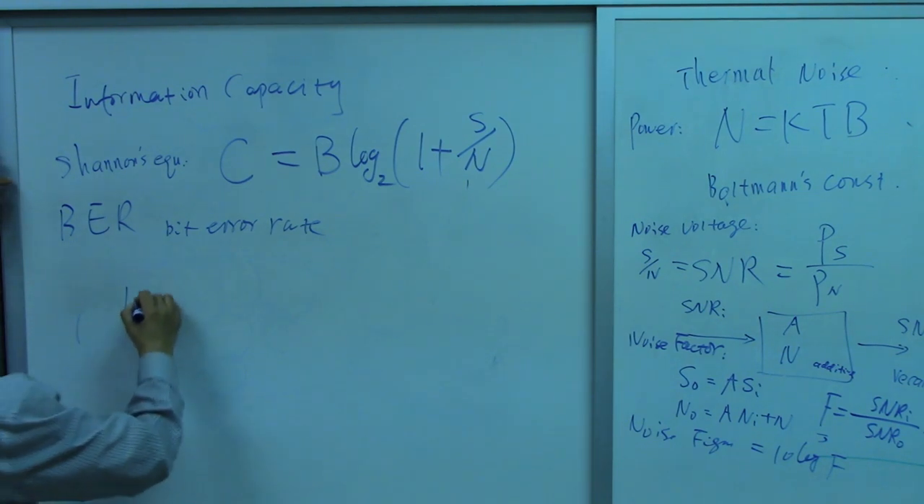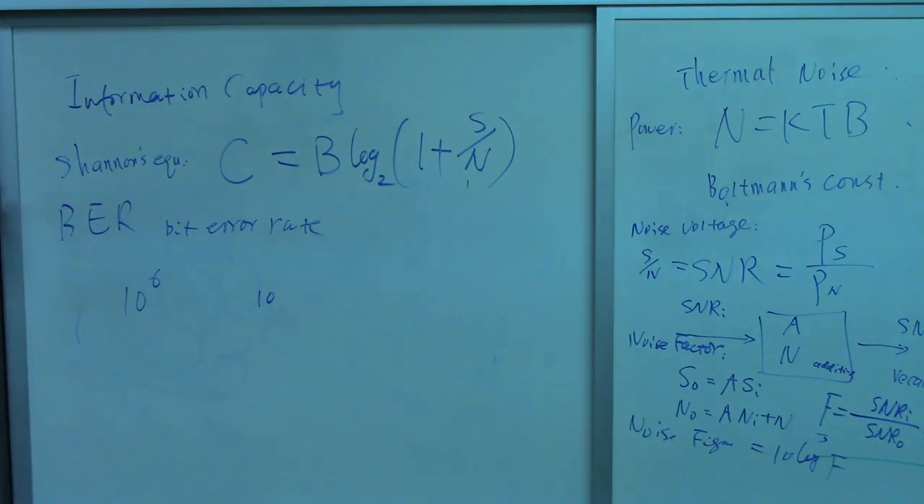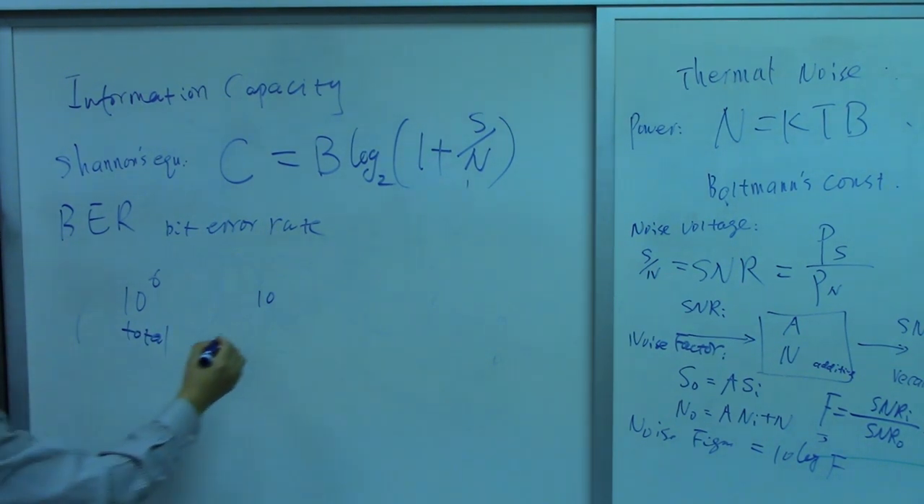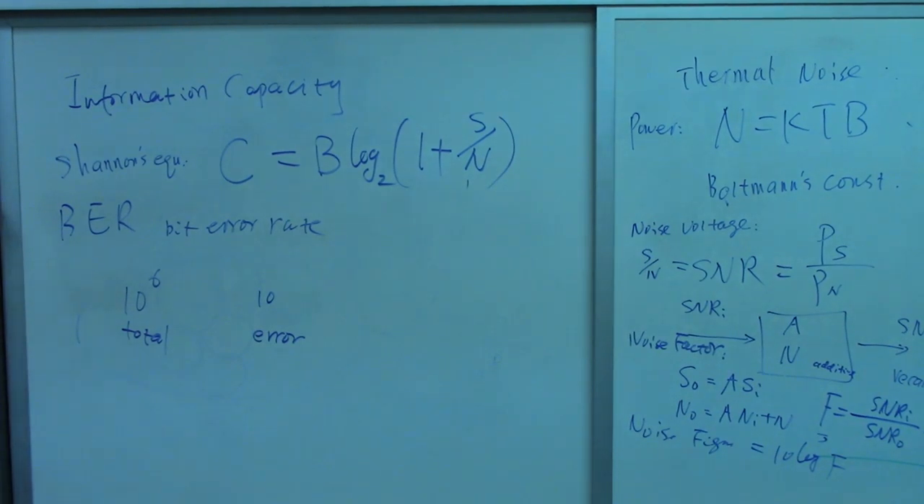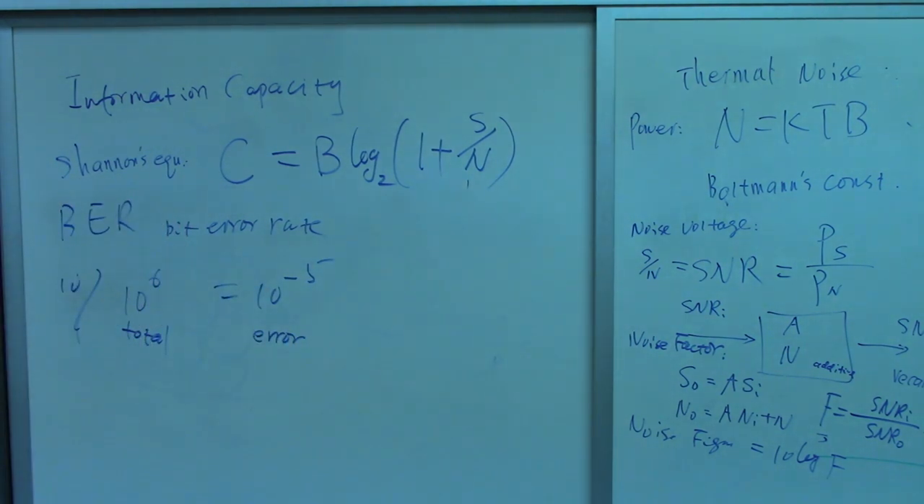For example, you transmit 1 million bits, but you receive 10 bits wrong. I transmit 0, you receive it as 1. I transmit 1, but you say that is 0. You have mistakes because of all these factors in the communication link. So what is the bit error rate? I transmitted 1 million bits total, but you received 10 bit errors. So the bit error rate will be 10 over 1 million, which gives us 10 to the negative 5. That is the bit error rate.